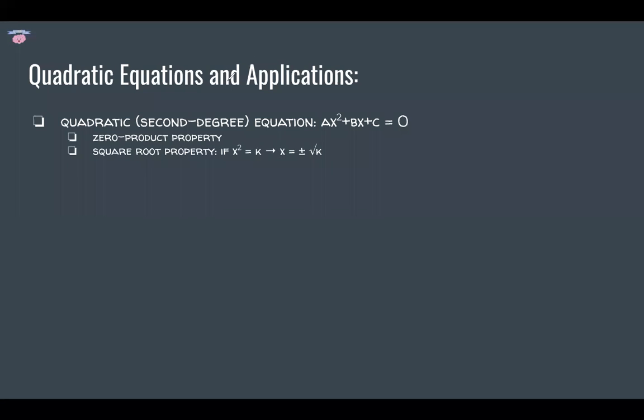Square root property, another rare property. You might not have to use this because it's just this. If you're given this equation, then x is equal to root k or negative root k. And that's pretty obvious. But if you had something like x squared minus k is equal to 0, you just have to take this to the other side and then apply the square root property.